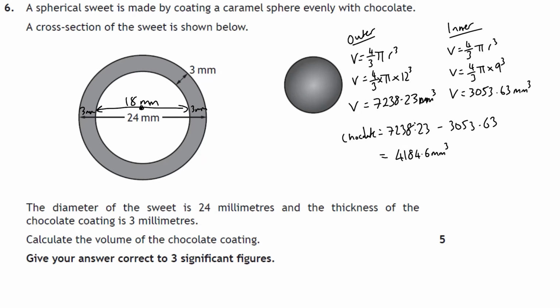millimeters cubed. And again, going back to the question, 3 significant figures. So our first significant figure is the 4, then the 1, then the 8. So we're going to round after this point here, telling us to round down. So it's going to round to 4180 millimeters cubed for our final answer.